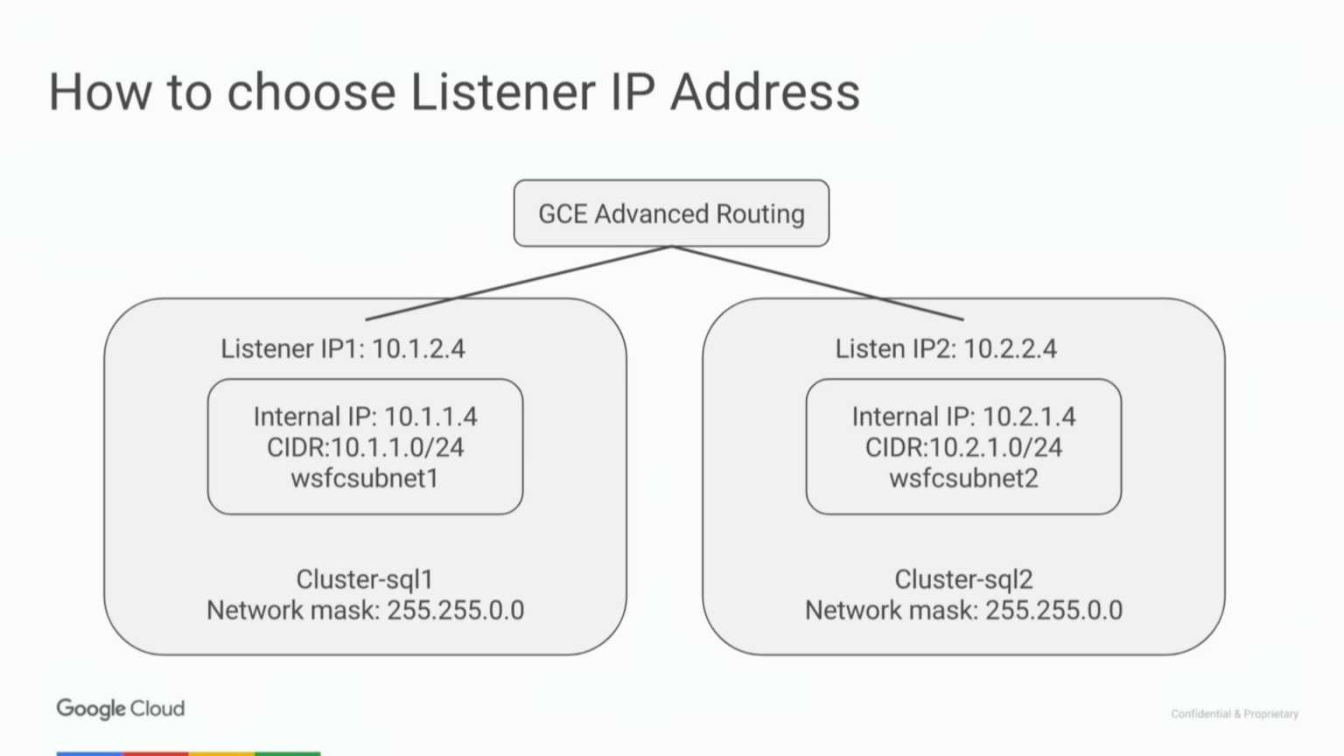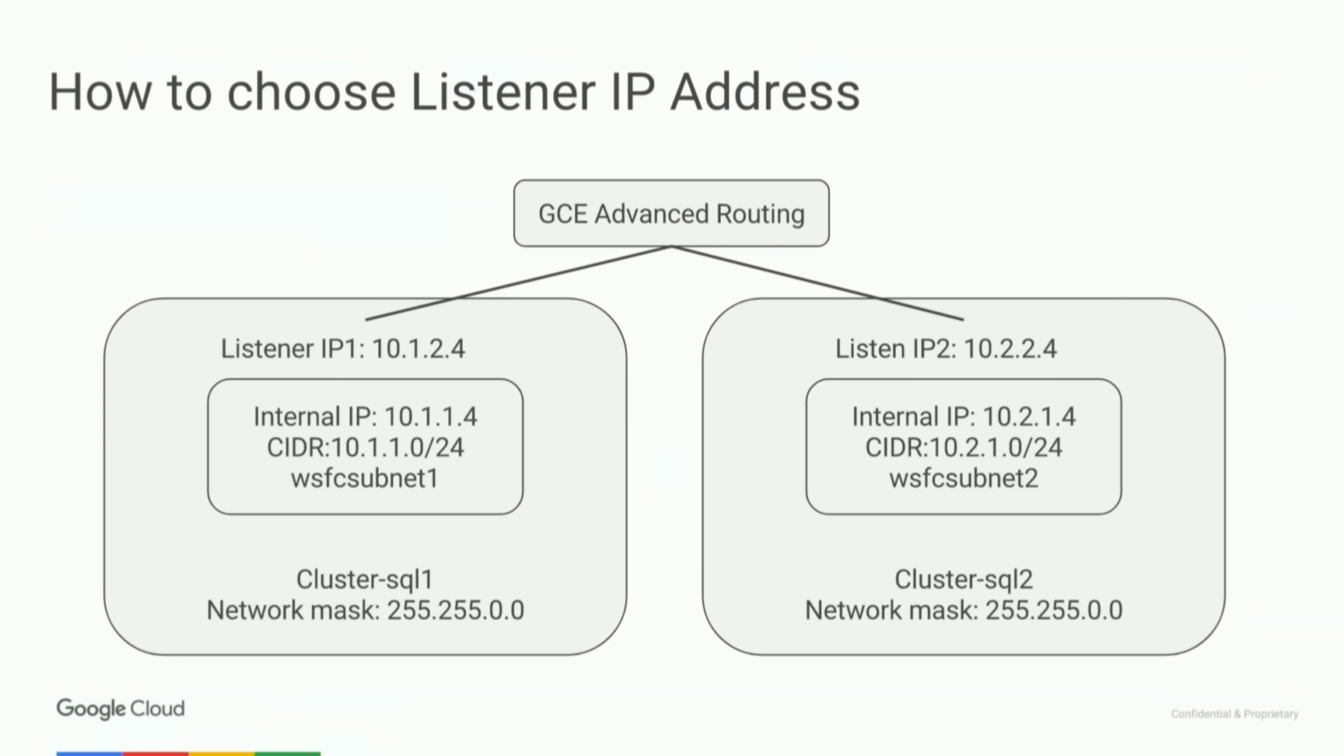So we set it up to make sure that once the failover happens, GCE directs the traffic to the right node, which is primary at that point. We have a bunch of GCE advanced routing rules that are set up. As you can notice, you have two different subnets, WSFC subnet 1 and WSFC subnet 2. You have the two nodes with an internal IP in this subnet range.